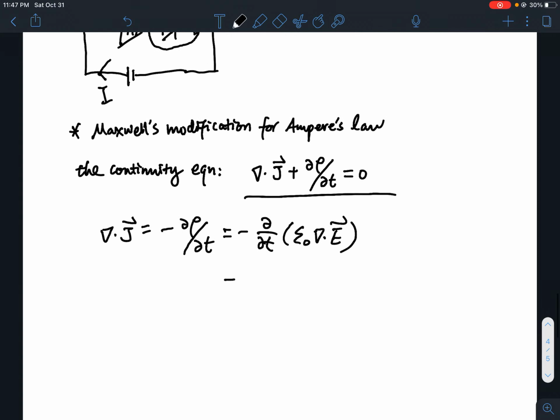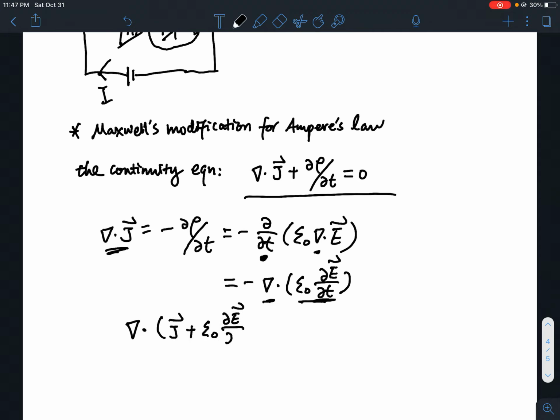So we can move this del out, because this is the derivative with respect to space coordinates and this is with respect to time, so we can change the order. From here you can see that this is del dot J, this is del dot other things, so we can write it down as del dot of J plus epsilon 0 partial E over partial t equals 0.